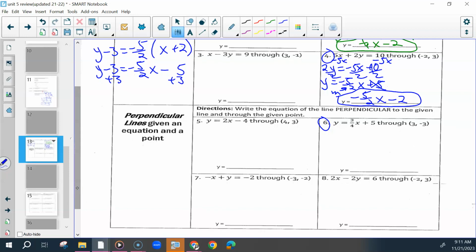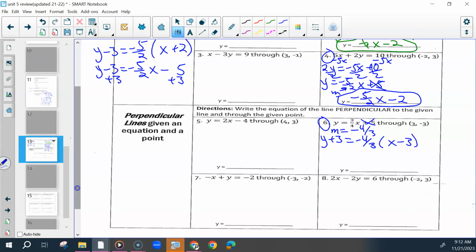With 6, we have to change the slope first. So what would our new slope be? We take that and flip it and make it negative. Negative 4 over 3. You can cross out the y-intercept and then do your point slope. We have y plus 3 equals negative 4 over 3 times x minus 3.